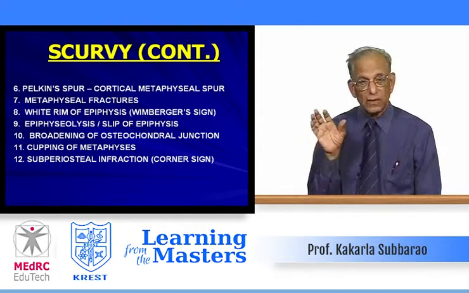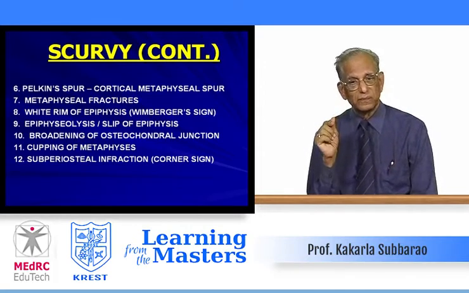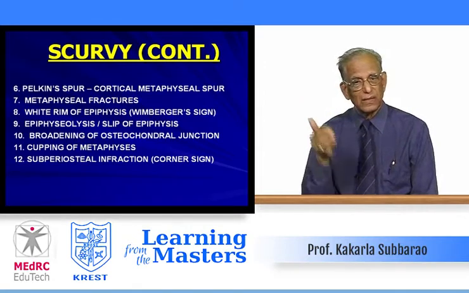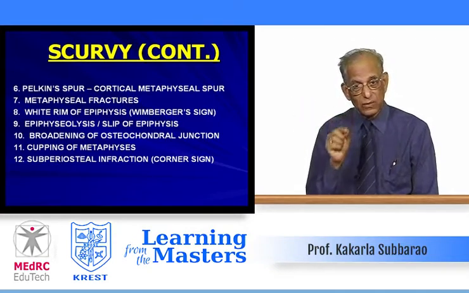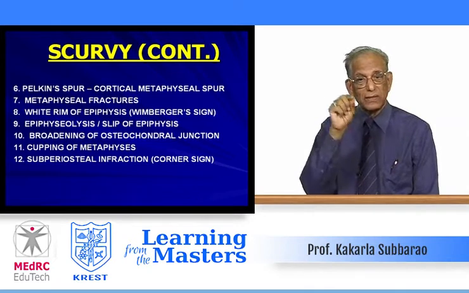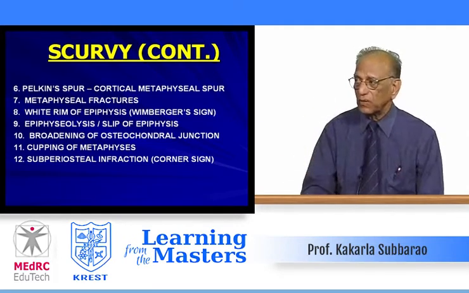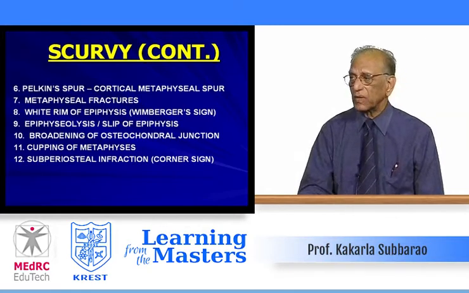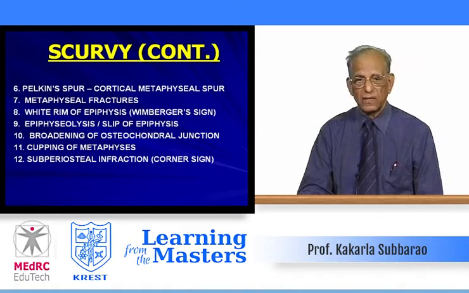If you recall rickets, the cortex is not defined, and the spongiosa bone has trabeculae. Whereas here, the cortex is as if a white pencil line is drawn and the spongiosa is loosened. This is typical of Wimberger's sign. Epiphysiolysis, slipping of the epiphyses, broadening of osteochondral junction, cupping of metaphyses, subperiosteal infractions or corner sign.